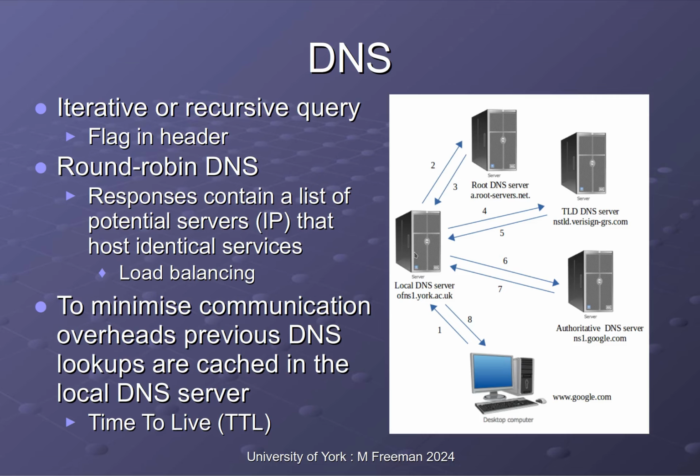So for us here at York, that will be 144.32.128.242 from memory. Or 243, I think there's two of them. And there are local DNS servers for the department. Again, another optimization to help spread that load around the various DNS servers. We tend to use round-robin DNS.